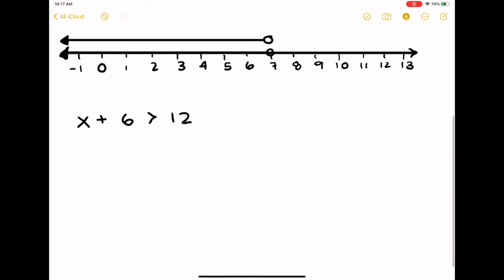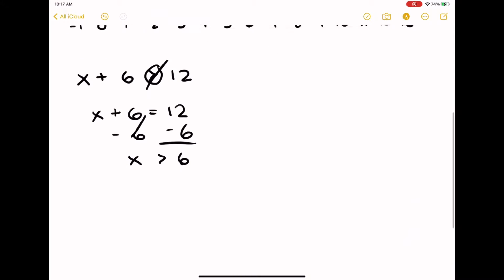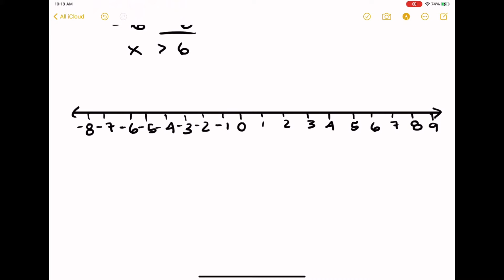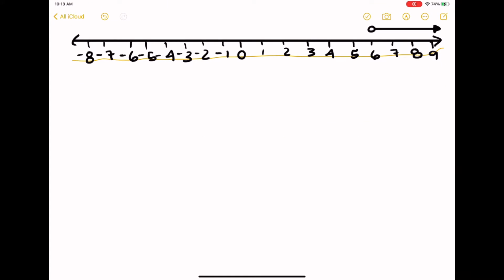And let's do another example. x plus 6 is greater than 12. So we replace it with an equal sign, and then we put back the original sign. And we would graph that just like how we graphed the previous one. And again, you can put it on the line or on top of it. I prefer on top of it, as I said.